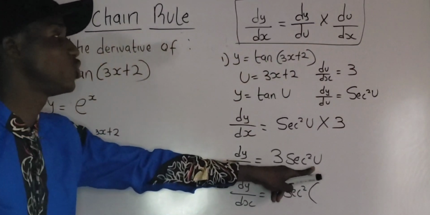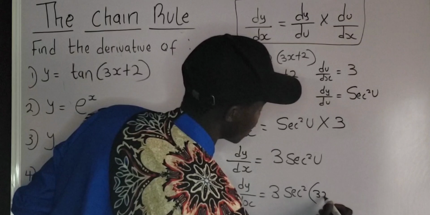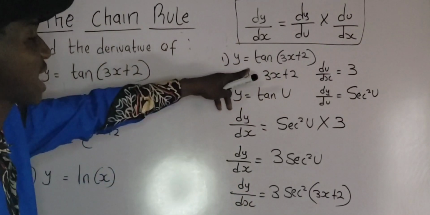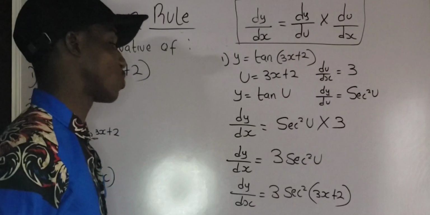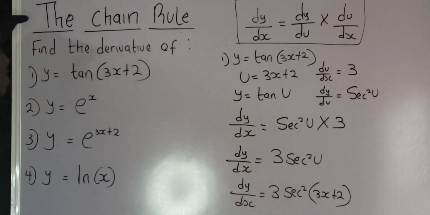Now don't forget that u is 3x + 2. You understand? So I'm going to substitute 3x + 2 as u. So the derivative of y = tan(3x + 2) is 3 sec²(3x + 2). You understand? So let's proceed to the second question.